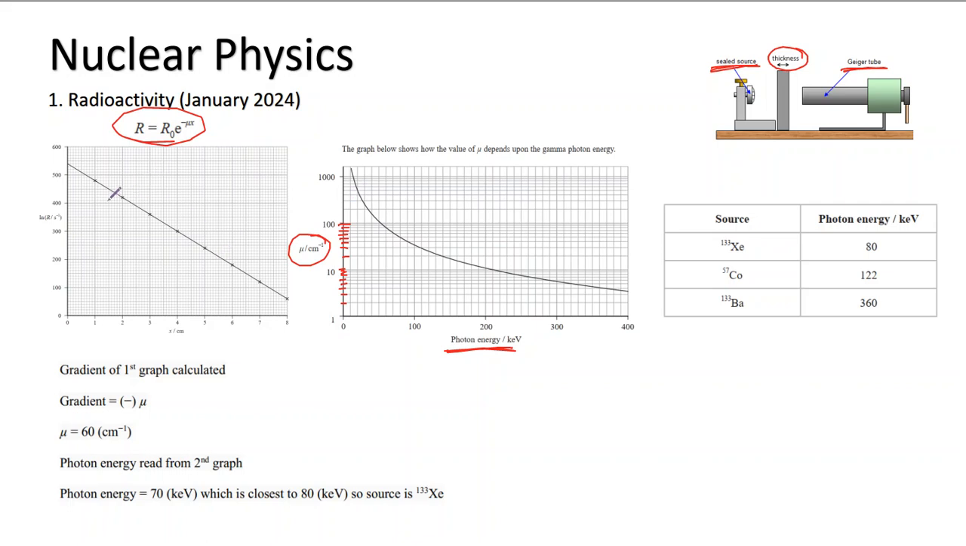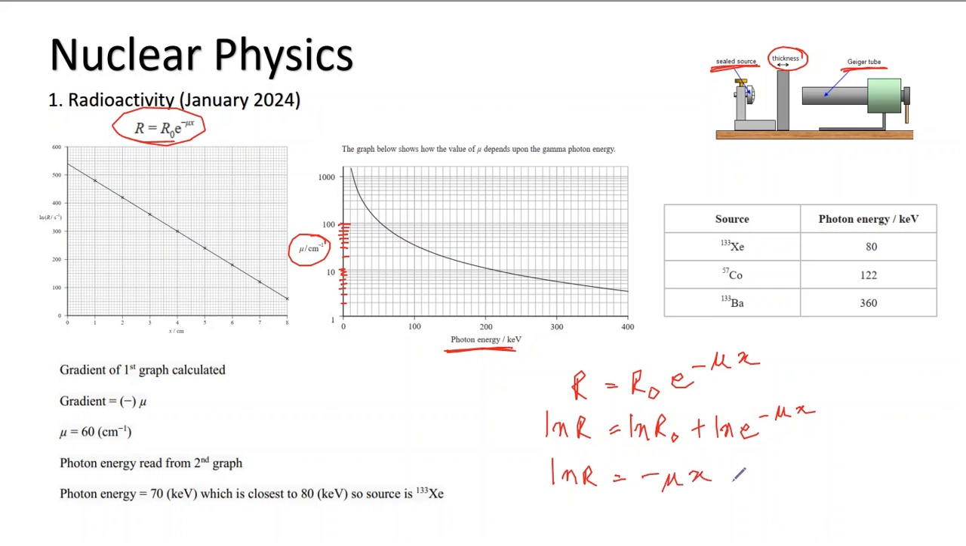So from here, let me break this down actually. Let's see, R equals R naught e to the power minus mu x. When you take ln on both sides, ln R equals ln R naught plus ln e to the power minus mu x. So ln R equals, bring this forward, minus mu x plus ln R naught. And look at the axis, this is ln R naught against x.